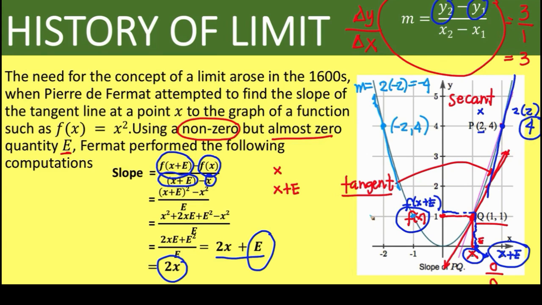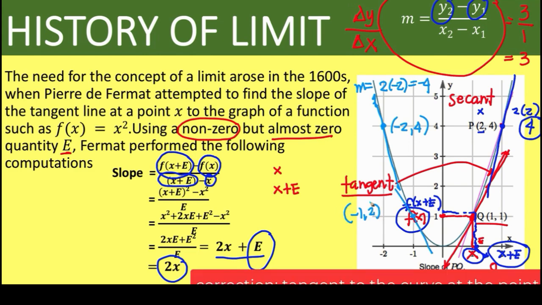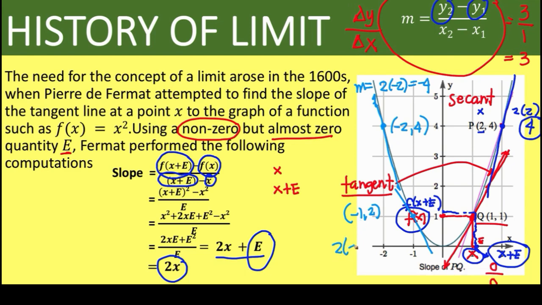At this point, which has a coordinate of (-1, 2), what is the slope of the line that is tangent to that point? We can compute using this formula, 2x. 2 times the x value -1 equals -2. So therefore, at the point (-1, 2), the slope of the line tangent to that curve at that point is -2. How about the slope at this point of origin?